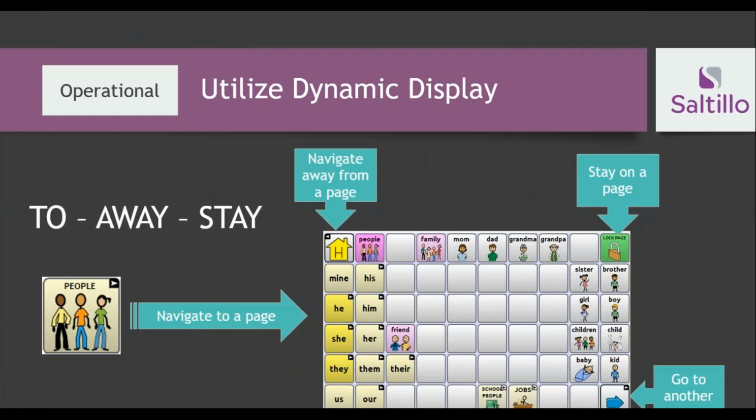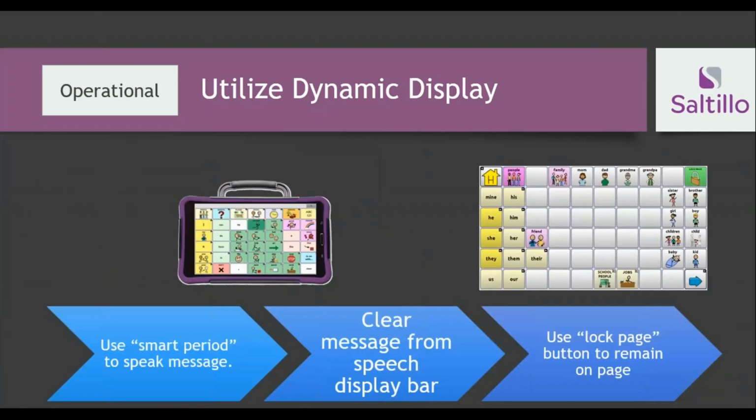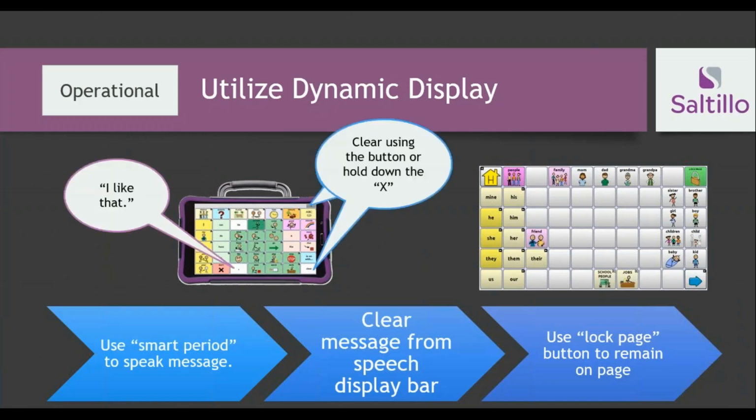Another example could be competence in utilizing a dynamic display. So for example, knowing the home button takes you back to the home screen, or the lock button will keep you on the current page instead of bouncing back home, or that the arrow takes you to another page of similar vocabulary. Here are 3 additional examples. So using the SMART period to speak your message, or how to clear using the X button in the speech display, or using the clear button. Just some different options for you.